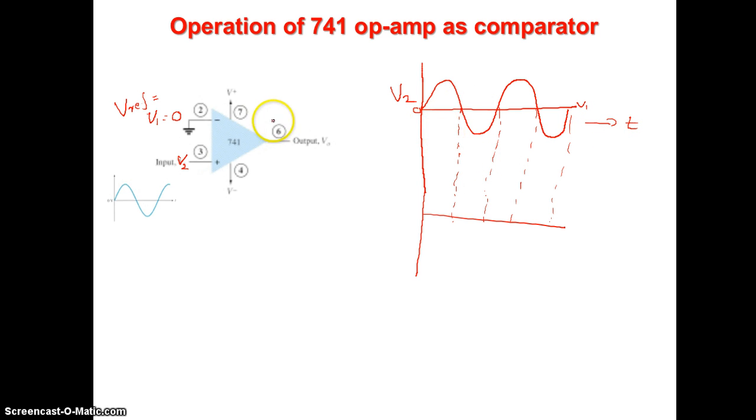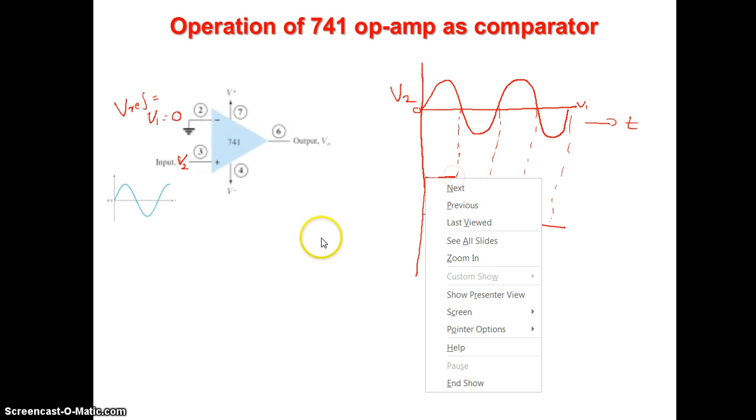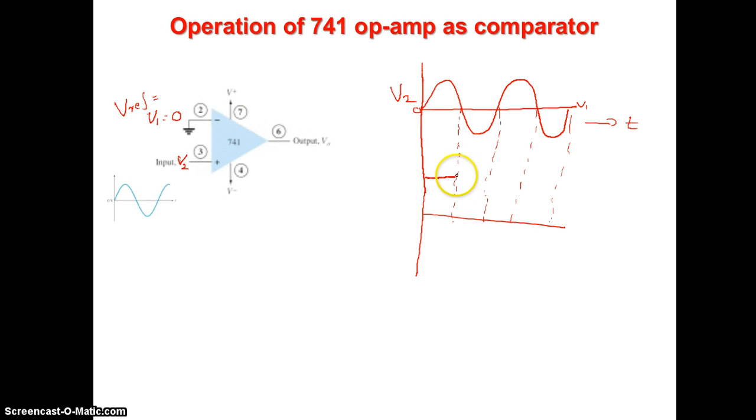Now see, the non-inverting voltage is positive in this time duration. The inverting voltage is 0. Which is higher, V2 or V1? V1 is lower than V2. V2 is higher, and V2 is connected to the non-inverting terminal. So the plus voltage is higher, and I can write it as plus Vsat. A plus voltage will come at the output. Say this is plus Vsat.